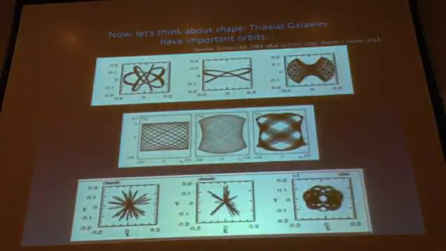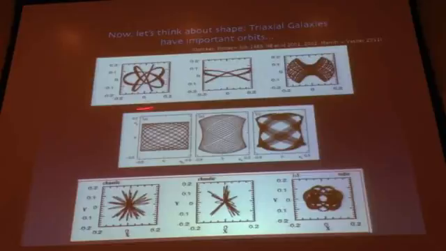So this is a sort of historical view here, where historical is the past 5 years. So now let's start to think about shape. The cool thing is once you break spherical symmetry in a potential, even a little bit, even to 10 to the minus 4 in triaxiality, then orbits in that potential don't have to conserve angular momentum. They conserve energy, they don't conserve angular momentum. And so the consequence of that is that you get really awesome orbits.